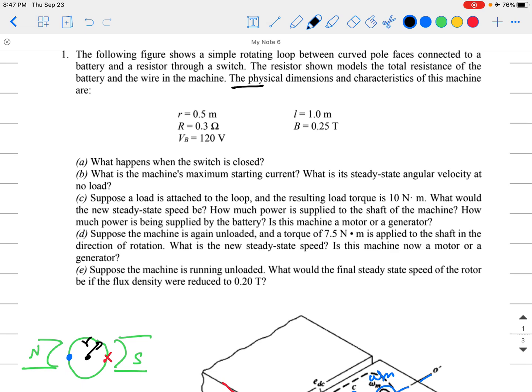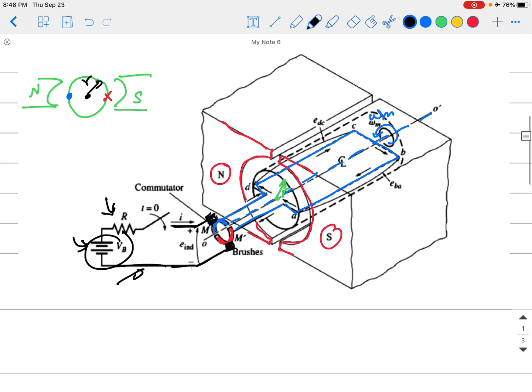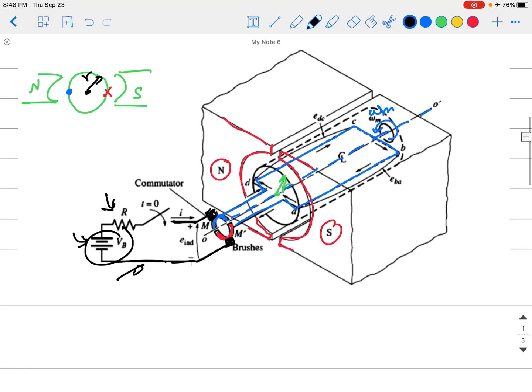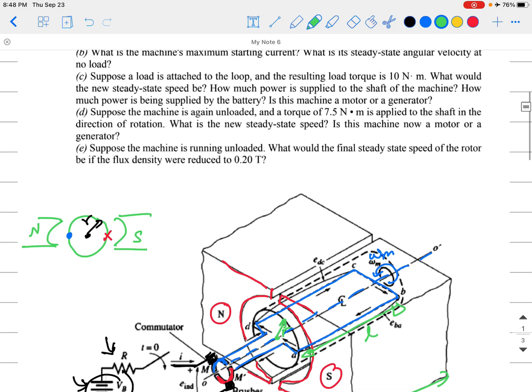VB is the supply, 120 volts. It's constant. It's just given there. That's the supply DC voltage, 120 volts. l is 1 meter, and l is the length of the machine, or the depth of the machine, whatever you want to call it. Remember the last lecture. So this is l here, the depth of the machine, which will also be the length of your coil side. So that is l, which is 1 meter, okay?